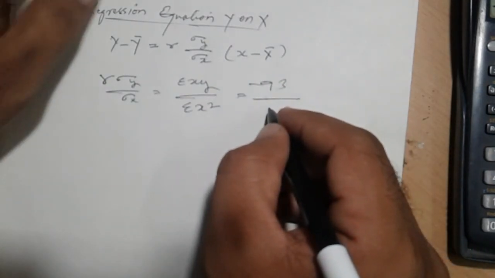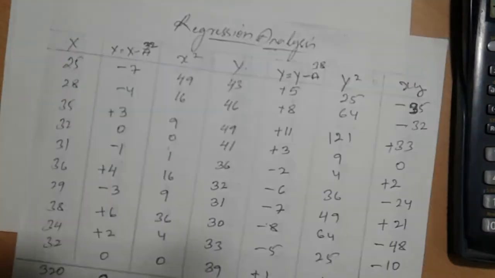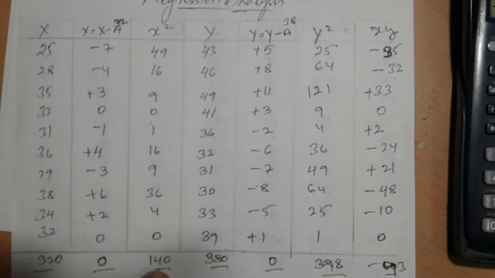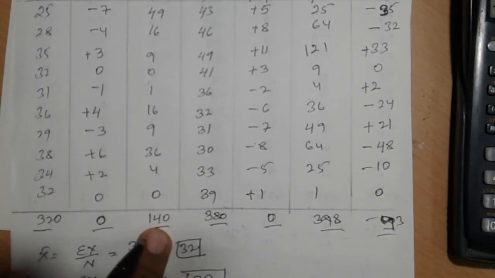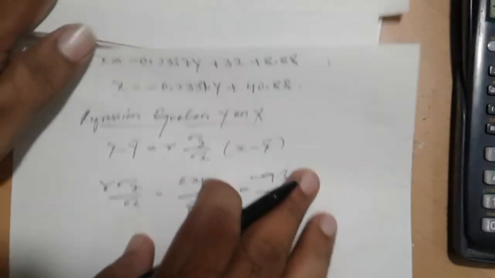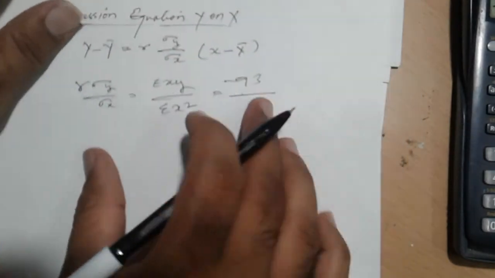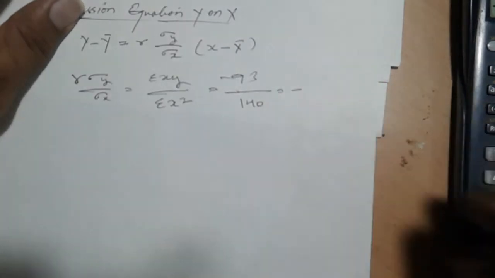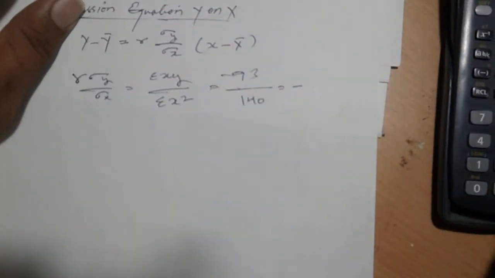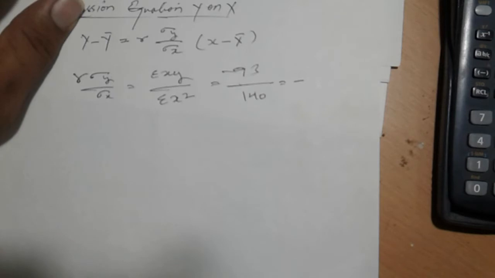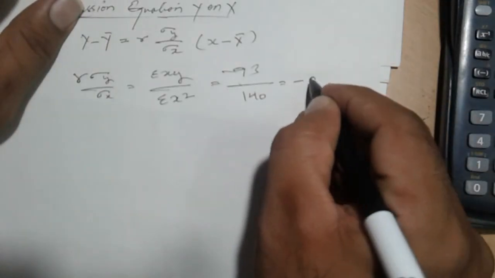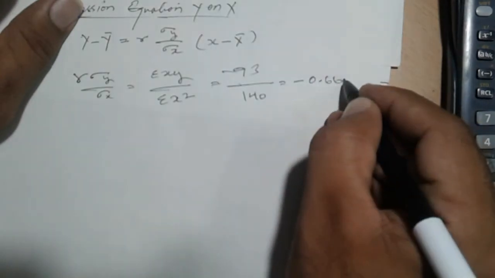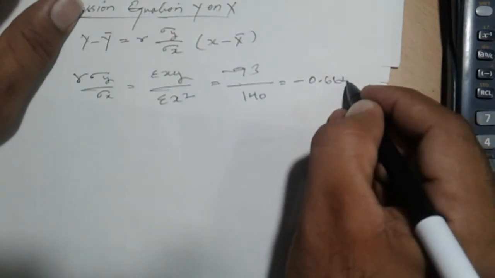How much are we getting for x square? We are getting 140. So take 140, and it is minus because the upper side is minus, so minus in the answer. 93 divided by 140, we are getting minus 0.6643.